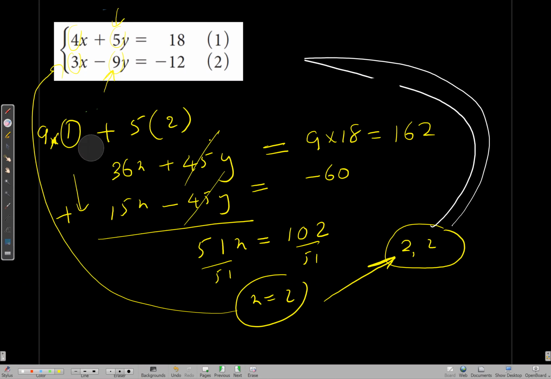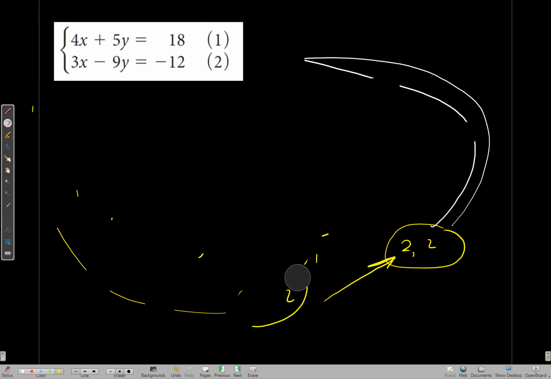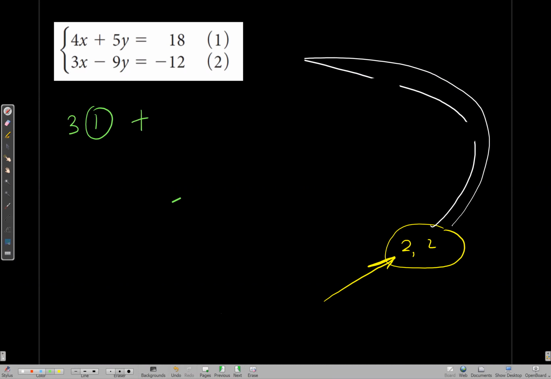Now let me ask you this question. What if you wanted to get rid of x? What was your procedure? Well, in that case, let me do so. Look at these numbers, 4 and 3. So first one by 3, so I will make 12x. And the second one, I will multiply by negative 4 to make it negative 12. And then let's add them.